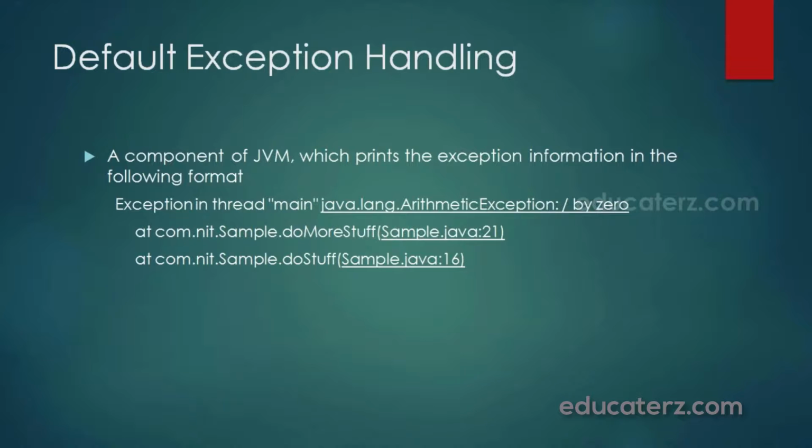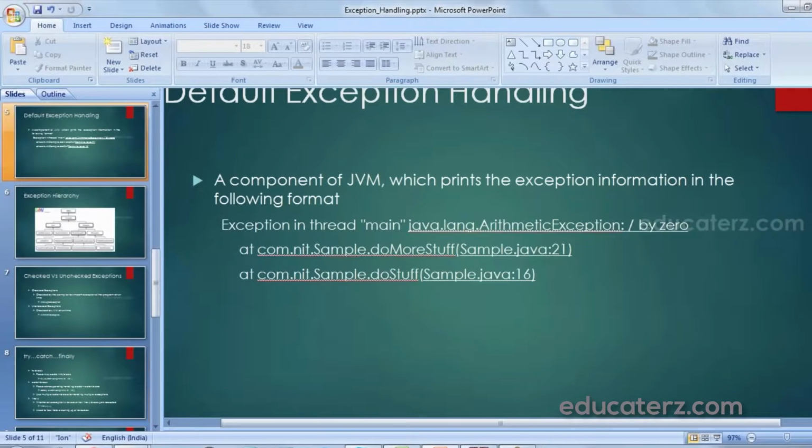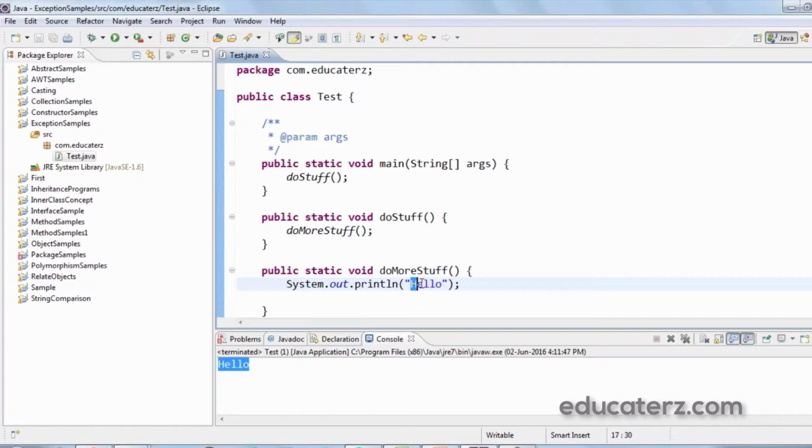Now the JVM will check for the required exception handling in that method. If it is not available, then the JVM terminates the method abnormally and removes the corresponding entry from the stack. That is, suppose doMoreStuff has an exception, that is, I'm trying to print a number which is divided by zero. A number can't be divided by zero, so it's an arithmetic exception. So first the JVM will check if there is any exception handling done in this method, that is doMoreStuff.